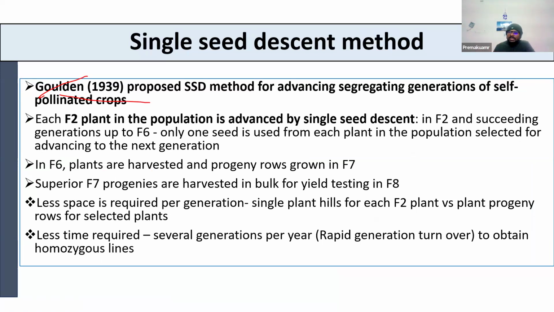We can grow several generations, a rapid generation turnover, because we can use off-season environments like polyhouses and greenhouses, and we need minimum resource to maintain a small population. This method is widely used to develop a recombinant inbred line population, or to develop a rapid homozygous population that can serve as inbreds for hybrid development. These are the several advantages of single seed descent. Understood what is the single seed descent method? Any doubts?